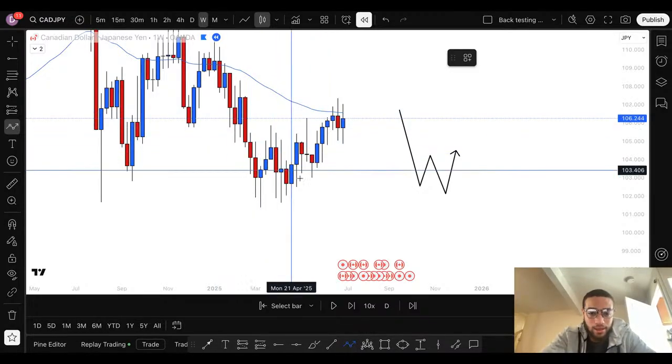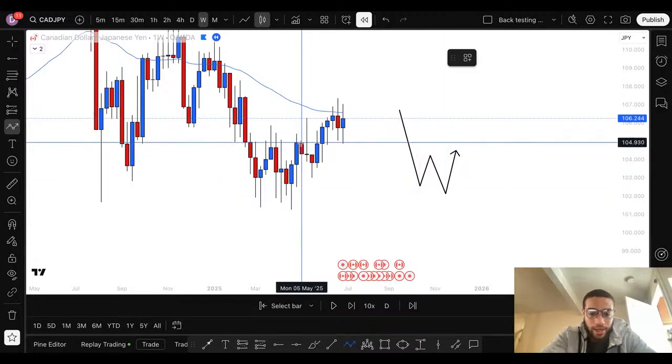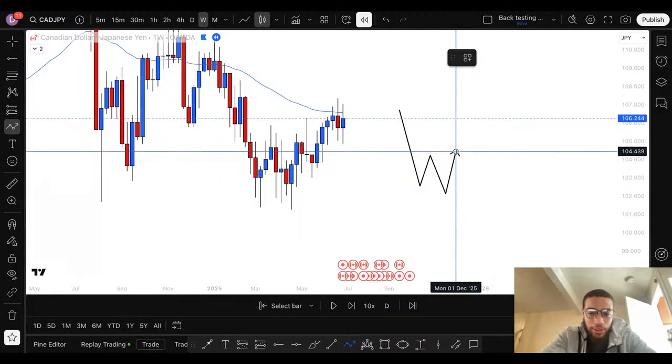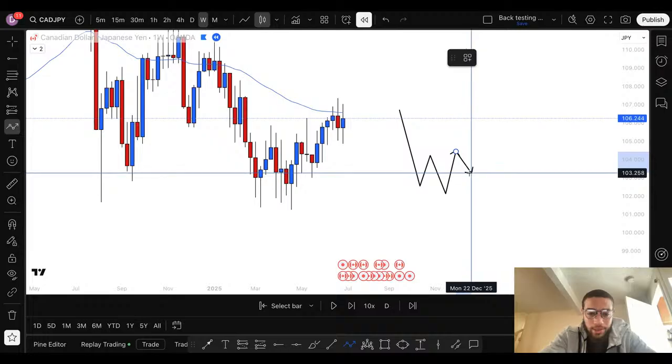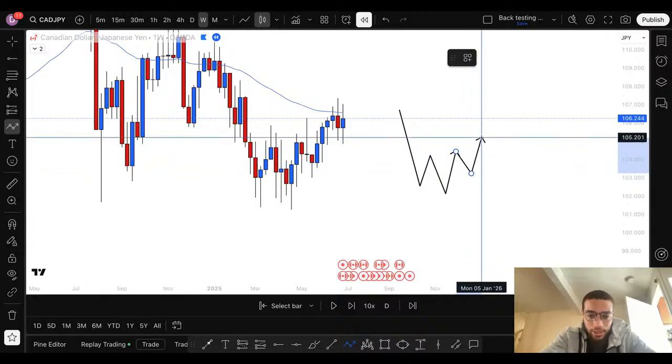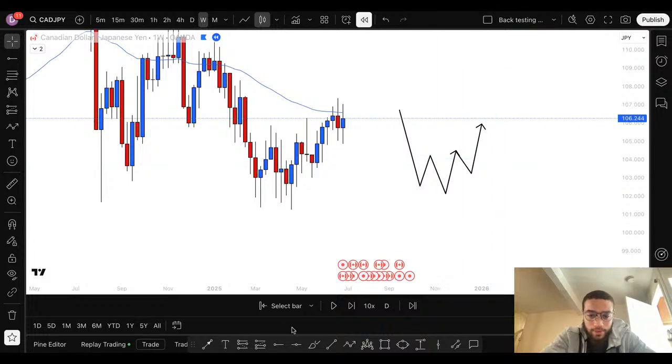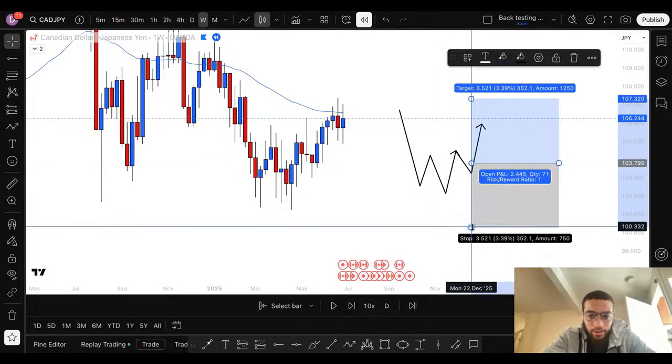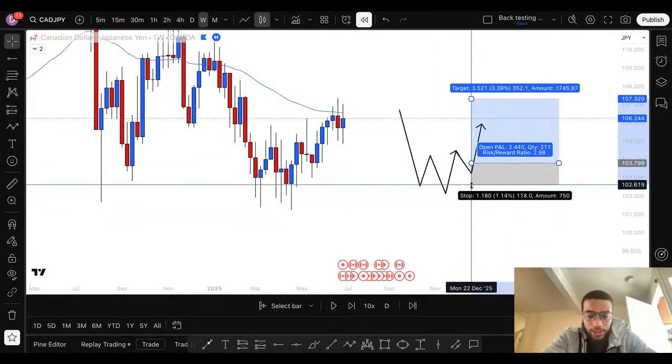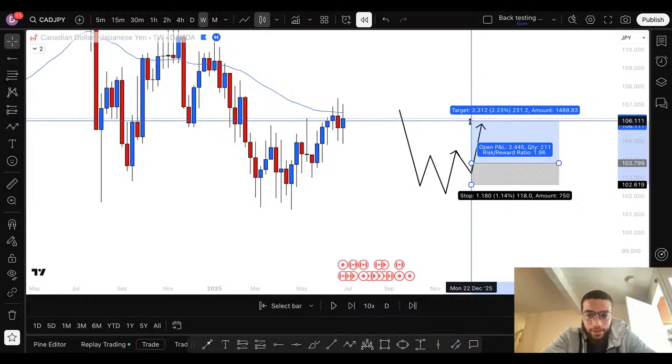So as you can see here, we create this higher high, and then we simply just wait for the higher low to be made. We take our buy position here, and then we ride the position into the higher high. So my entry will be around here, my stop loss below, and my take profits up here.